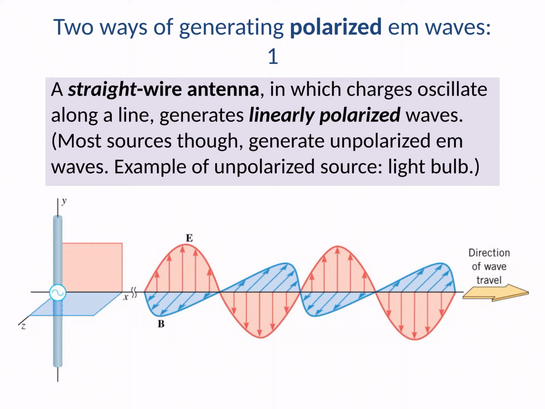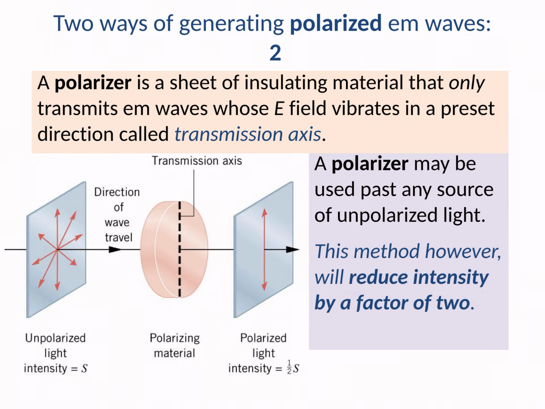One is through an antenna, which oscillates in such a way as to only produce linearly polarized electromagnetic waves to start with. But most sources that we're familiar with in terms of light that we can see are generally going to be unpolarized, like the light that's leaving a light bulb in your lamp. So nevertheless, we can still polarize light that starts out unpolarized by the use of a polarizing material.